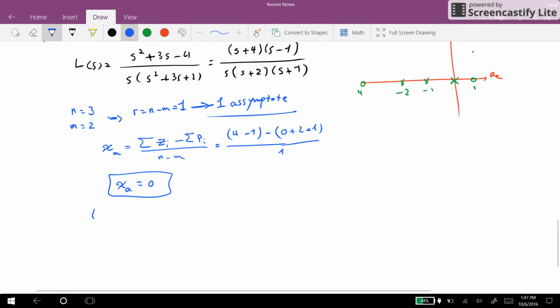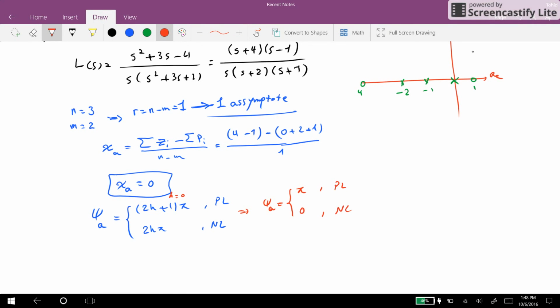We can find the angle of asymptote. We have only one asymptote, so the angle of asymptote will be equal to (2h plus 1) times pi over n minus m, which is 1, so there's no need for writing it, and 2h pi for the negative locus. Since we have only one asymptote, h will be equal to 0. Therefore, the angle will be found as pi for the positive locus and 0 for the negative locus.